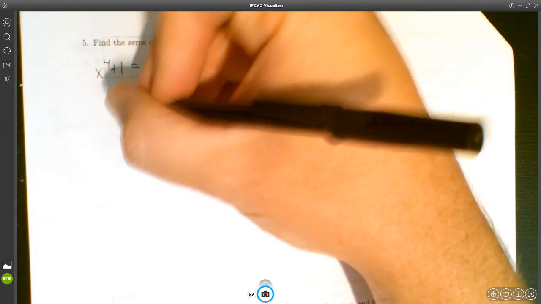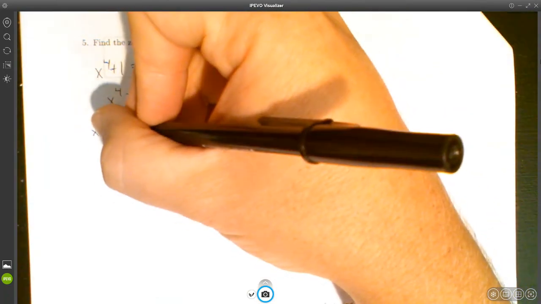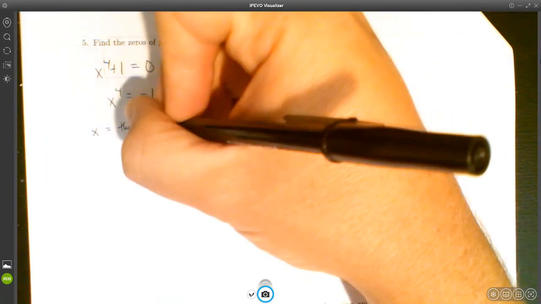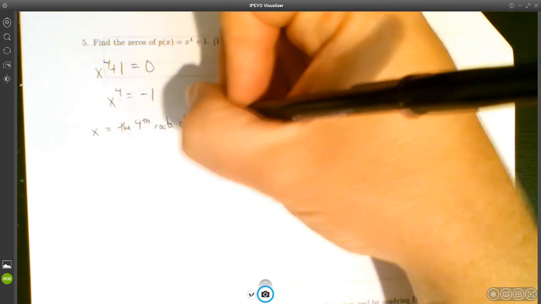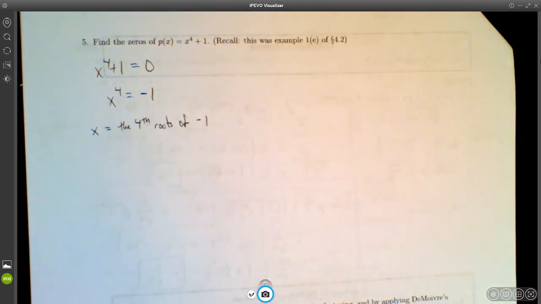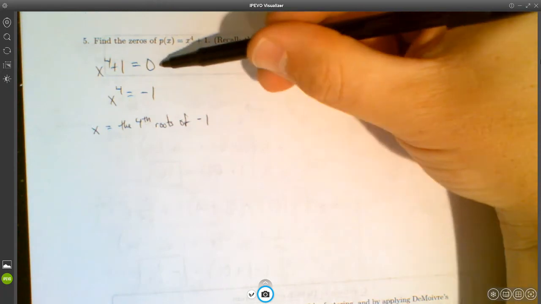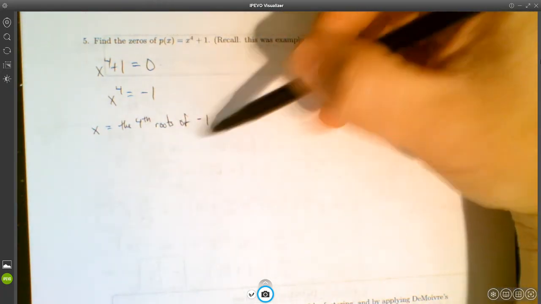So another thing that we could do would be to move the 1 over and then take 4th roots, right? So this implies that x is going to be the 4th roots of negative 1. So you can see now that de Moivre's theorem, or rather that corollary to de Moivre's theorem, is going to come in handy, because in order to solve this equation, in order to find the zeros of this polynomial, we need to know what the 4th roots of negative 1 are.